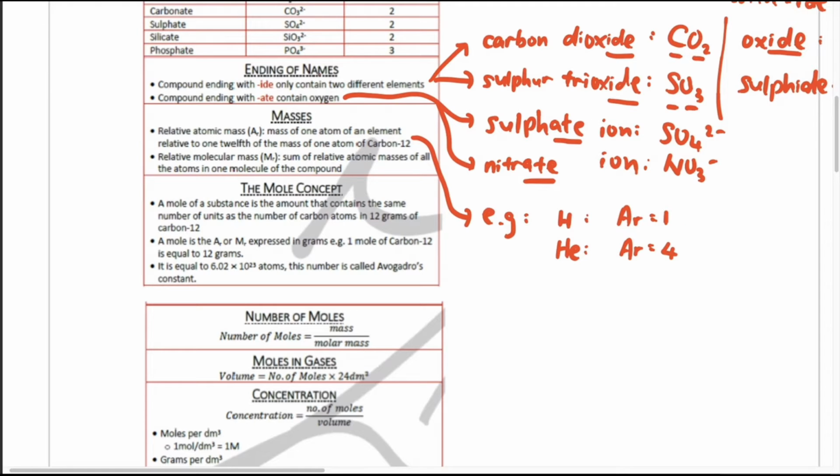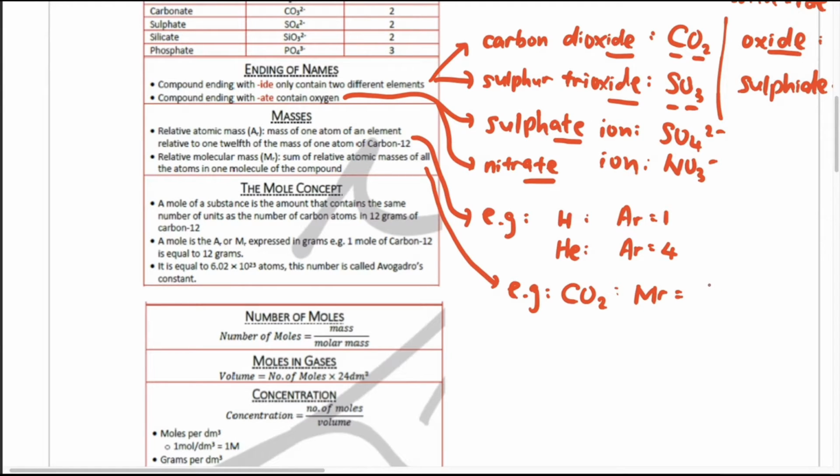Okay, so we see the next point. Relative molecular mass: the sum of relative atomic masses of all the atoms in one molecule of the compound. So let's say an example. If I have carbon dioxide, to find out the relative molecular mass, you have to add up the relative atomic mass of the carbon and the relative atomic mass of the oxygens.